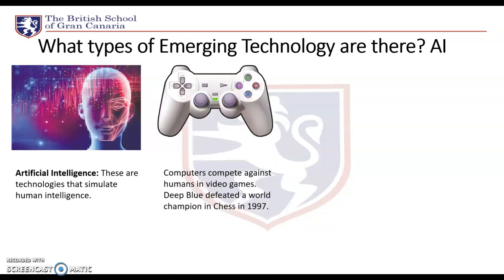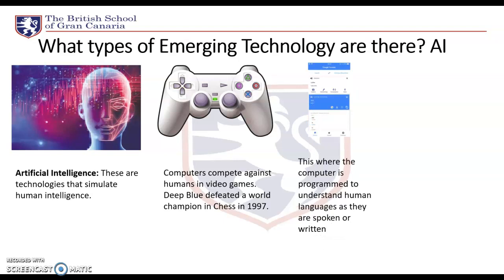So one of these could be computers where you compete against other humans in video games. Now, there was a game developed called Deep Blue, and Deep Blue actually defeated the world chess champion in 1997. So this computer was so fast and so intelligent that the world chess champion at the time couldn't beat it. It could not beat the computer.